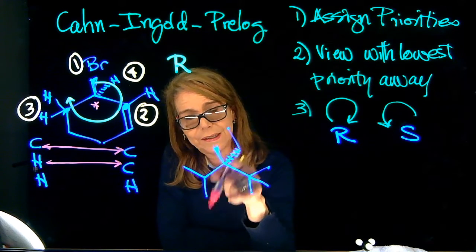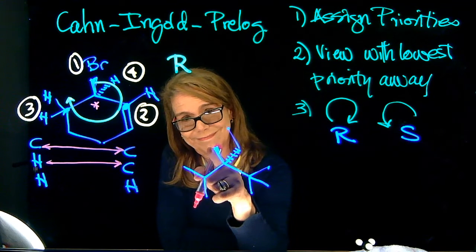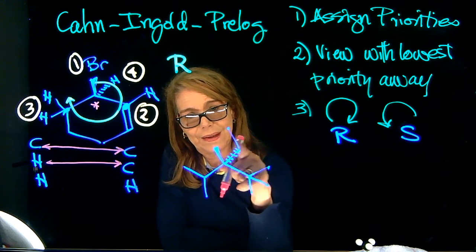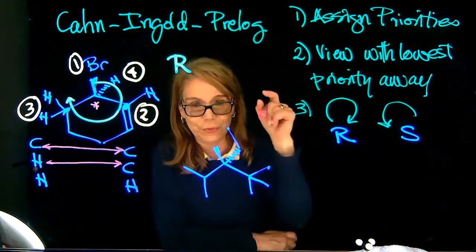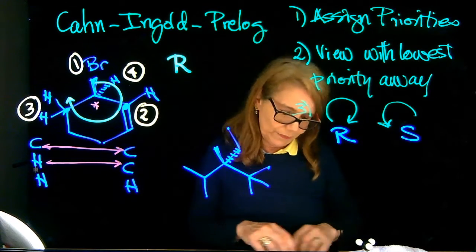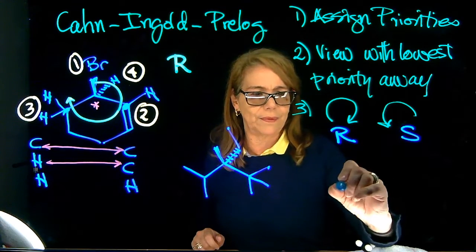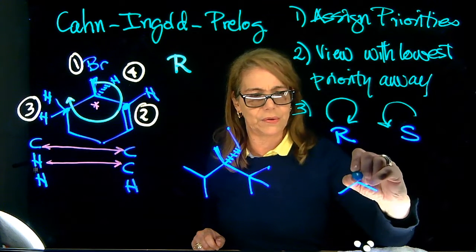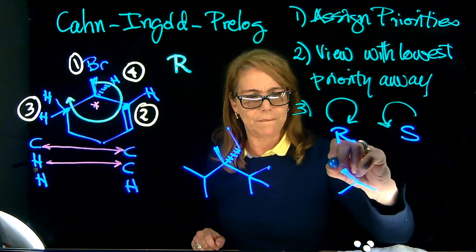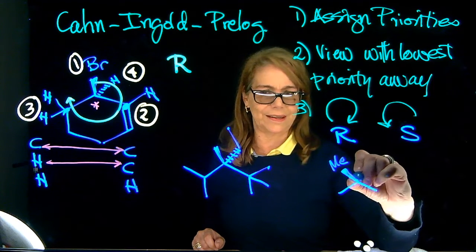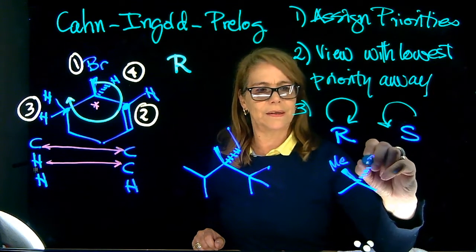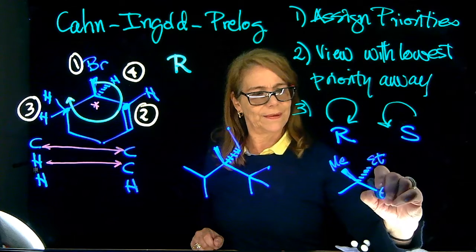However, the one in the center has a methyl, an ethyl, an isopropyl, and a tert-butyl. So let's do another picture. I can say methyl, just assigning those names. This is ethyl. This is a tert-butyl.